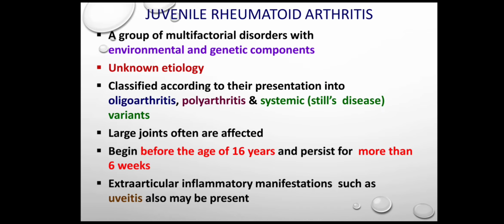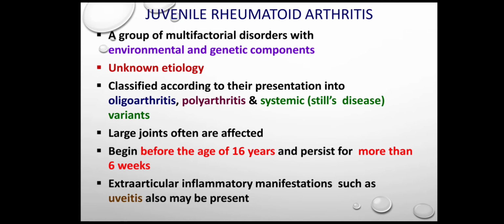Juvenile rheumatoid arthritis is a group of multifactorial disorders with environmental and genetic components. The etiology is not known and it is classified into oligoarthritis, polyarthritis, and systemic variants. The systemic variant is called Still's disease. Large joints are often affected, whereas in classic rheumatoid arthritis, small joints are affected mostly. It begins before the age of 16 years and persists for more than 6 weeks.